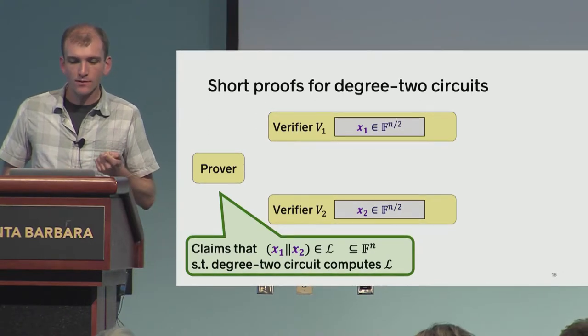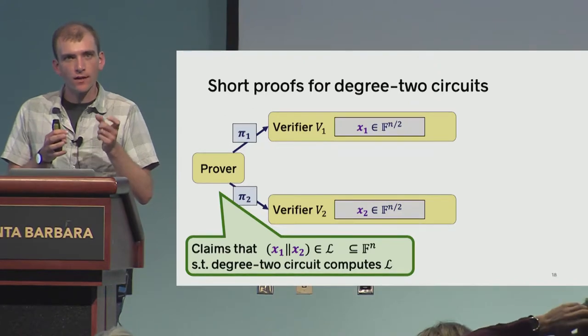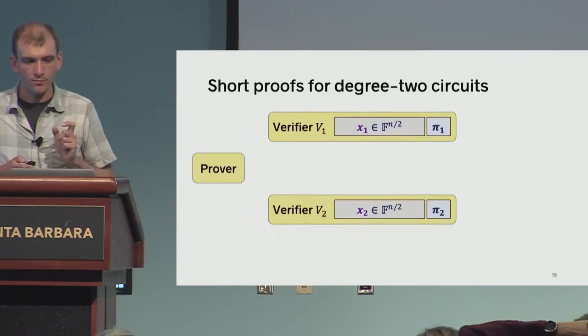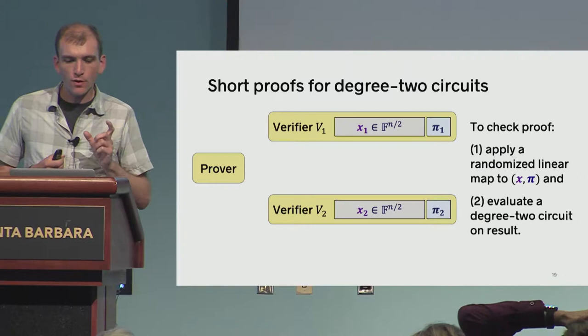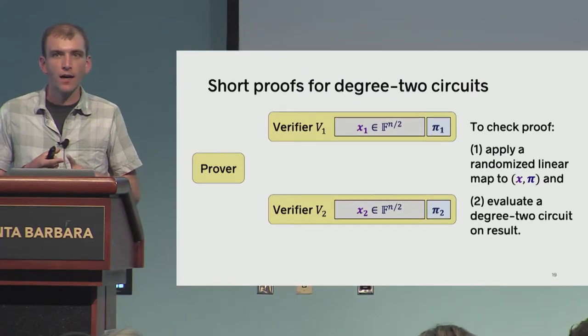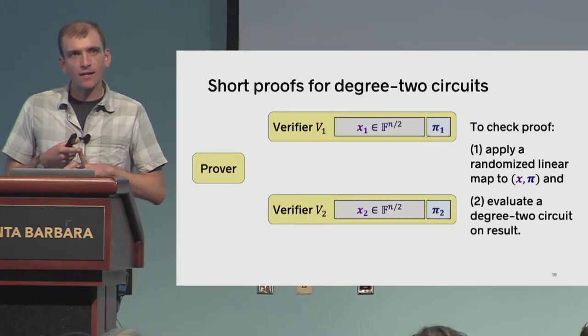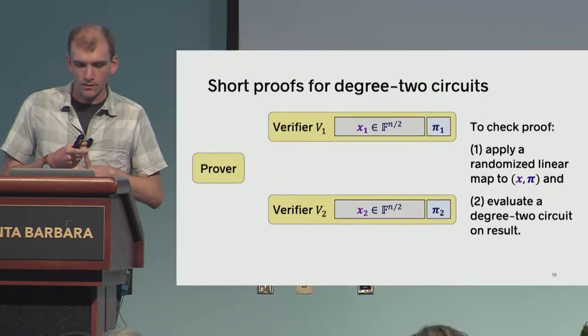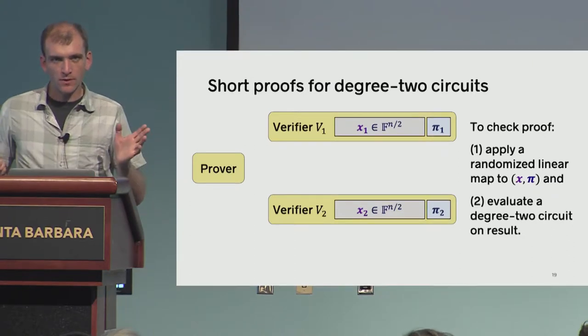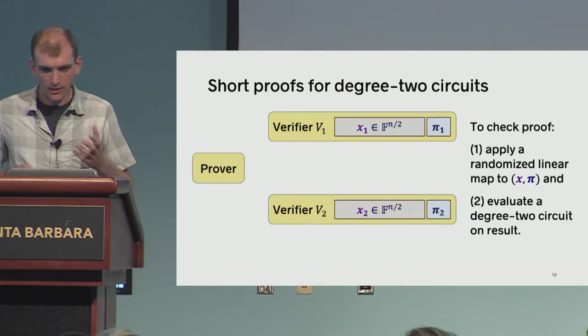So what the prover can do is we show that the prover can send each verifier a short proof, like a constant size proof. And this proof has the property that checking the proof only requires the verifiers to apply a random linear mapping to their piece of the input and the proof, and then evaluate a degree two circuit on the result. So you'll have to believe me that this is true.